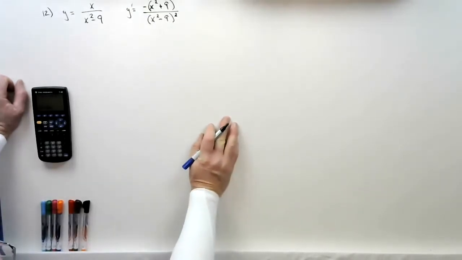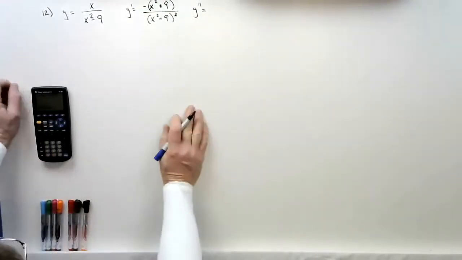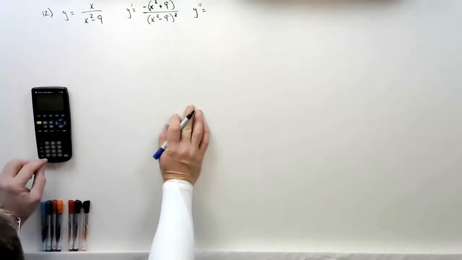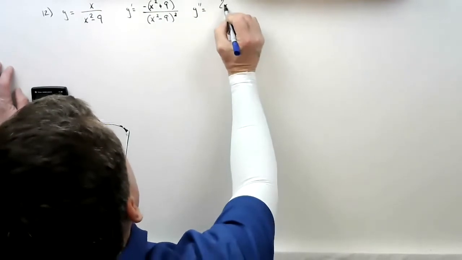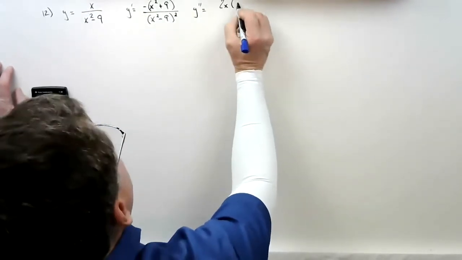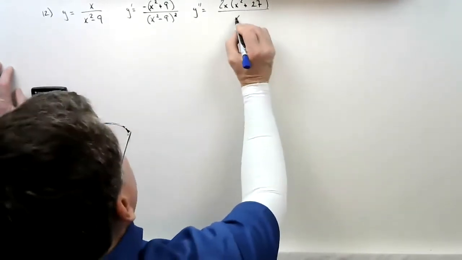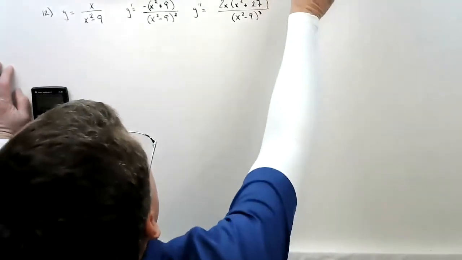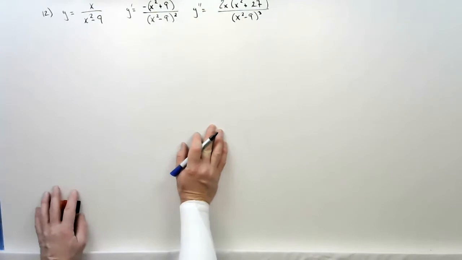Okay, that's what we get for our derivative if we take the derivative of x divided by x squared minus 9. And then our second derivative, which we're also going to need, I'm going to ask the calculator to do that for me. The second derivative turns out to be 2x times x squared plus 27 divided by x squared minus 9 cubed. We would have to find those by hand, but to speed things up, I just found them on a calculator.